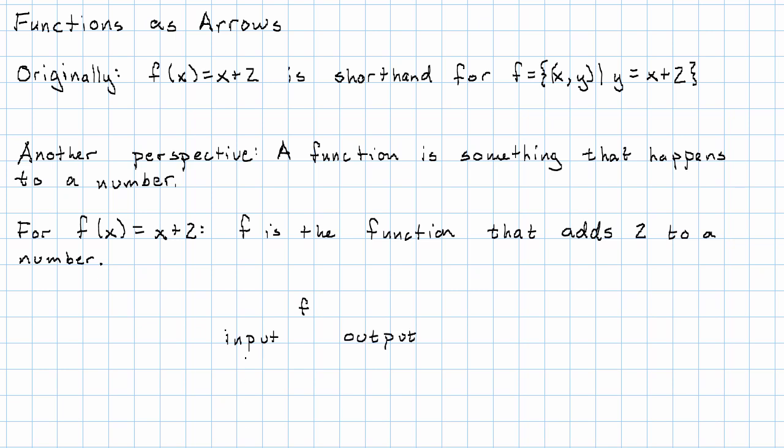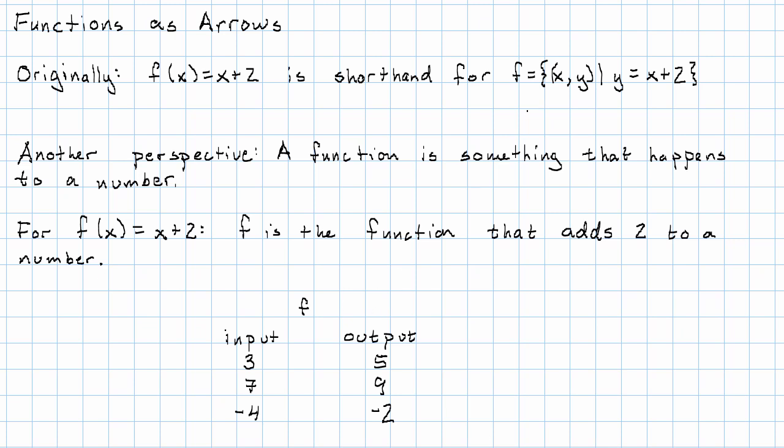If we give it input 3, the output is 5. If we give it input 7, the output is 9. If we give it input -4, the output is -2. Whatever input we give it, it adds 2, and that's the output.